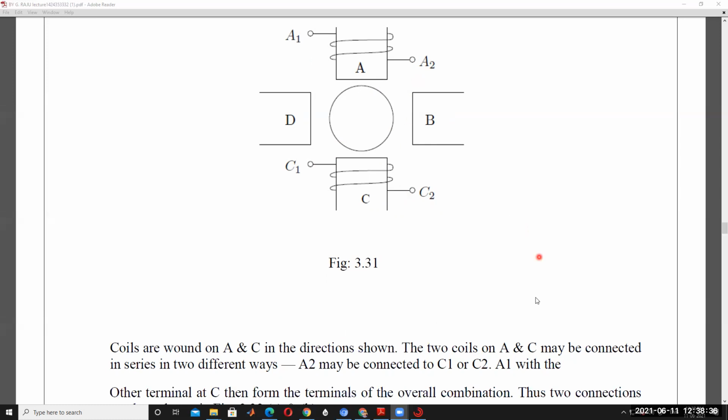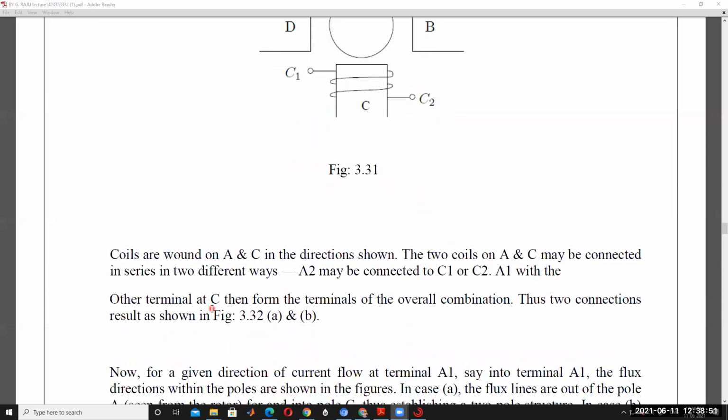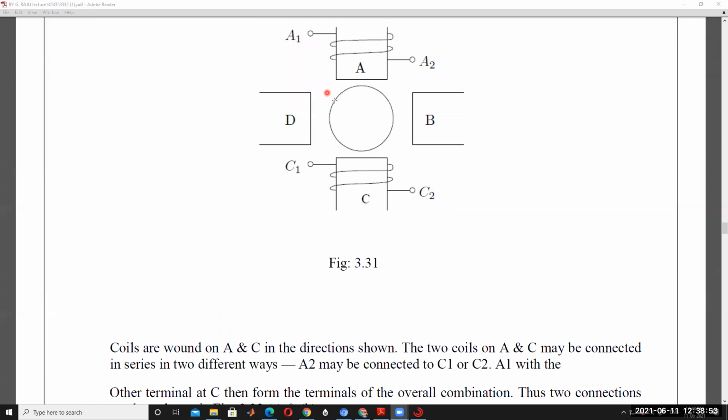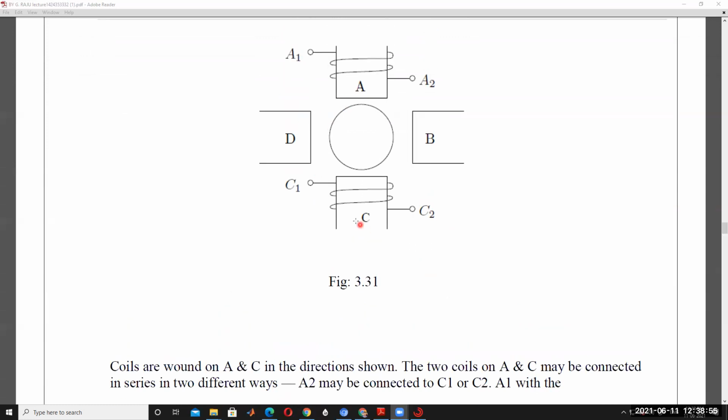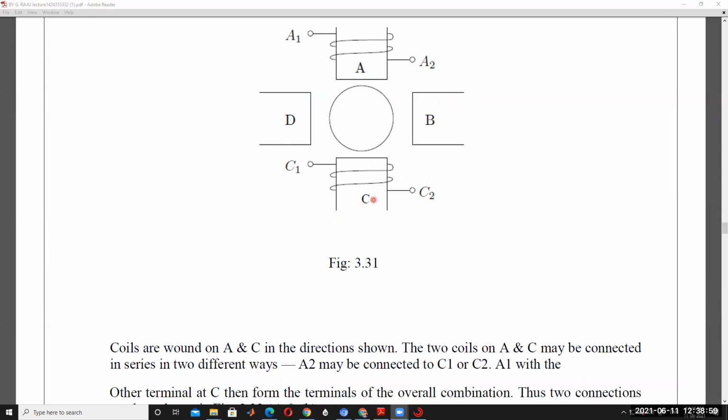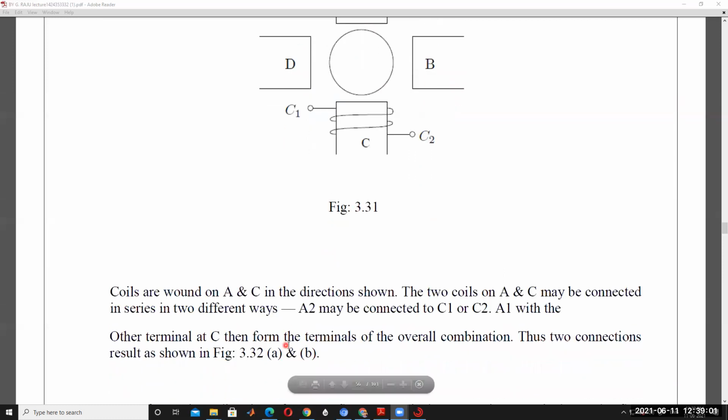So, two different types of series connections. If we connect A2 to C1, we get one type of connection. If we connect A2 to C2, we get another type of connection. A1 is with the other terminal C. Then they form the terminals of the overall combination.